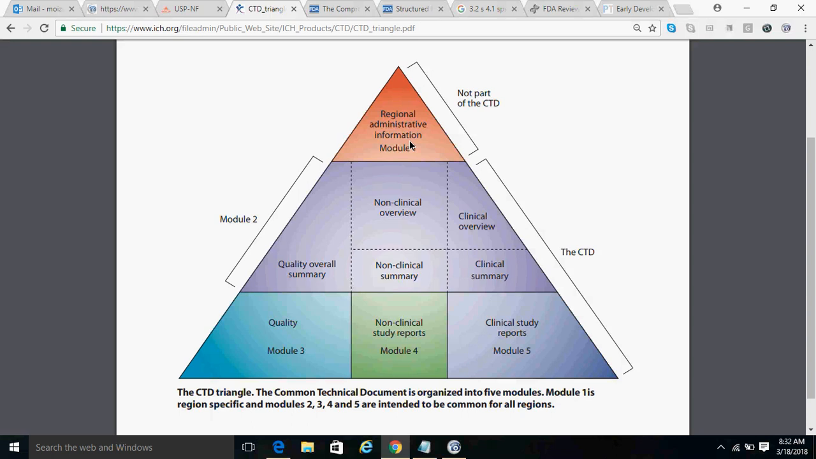Module 2 is the summary. No one will ask you any question about module 2 because module 2 is nothing but the summary. If you see the purple color very carefully, quality overall summary, non-clinical overview, it's a separate team who will provide you the information. Clinical overview, clinical summary, they are the ones who will provide you the information.